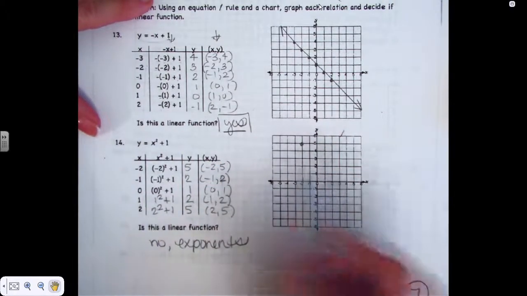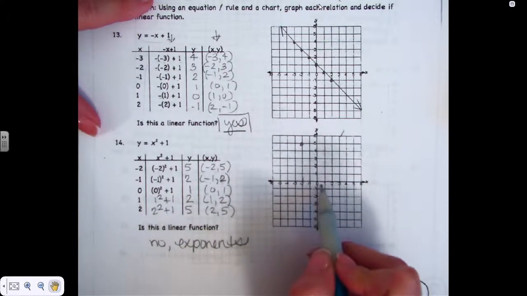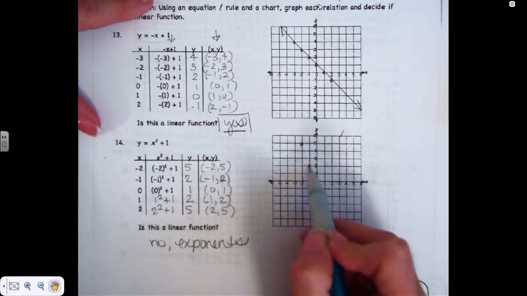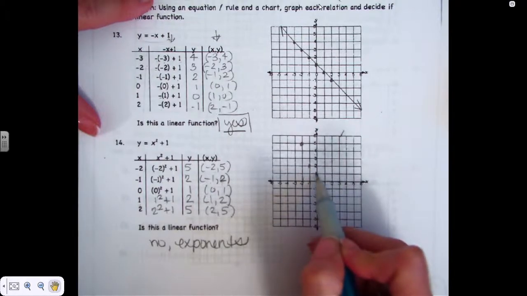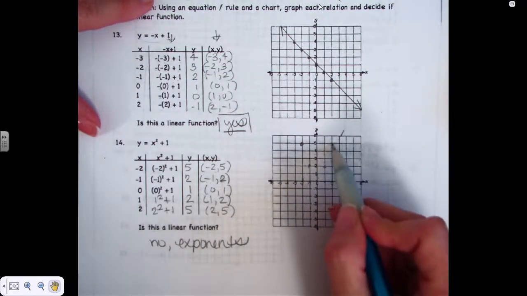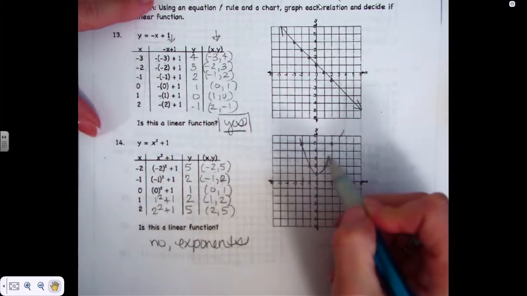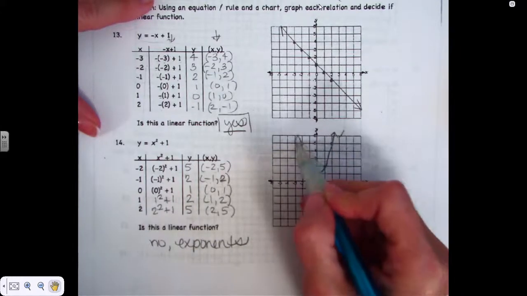So I'll start over again. So -2, 5, -1, 2, 0, 1, 1, 2, 2, 5. And the reason why I knew is because I know what this should look like.